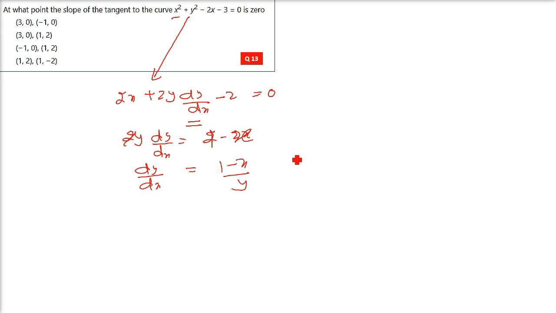Now slope is given as 0, so just put it as 0. So y will be equal to 0, because when it gets multiplied, it will be 0. 1 minus x equals 0, so x is equal to 1.